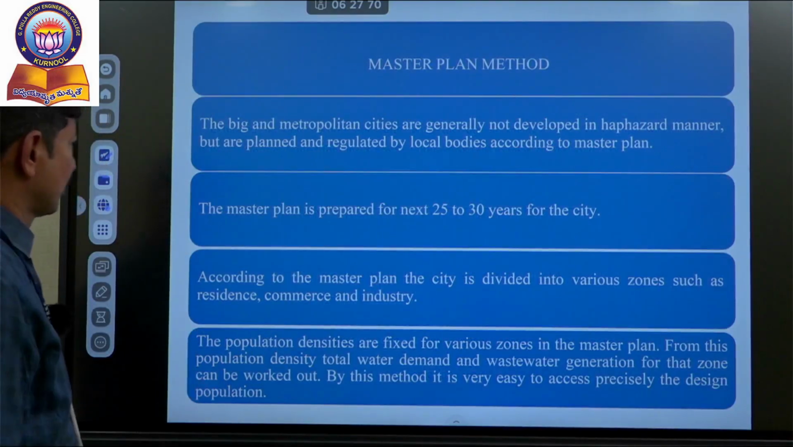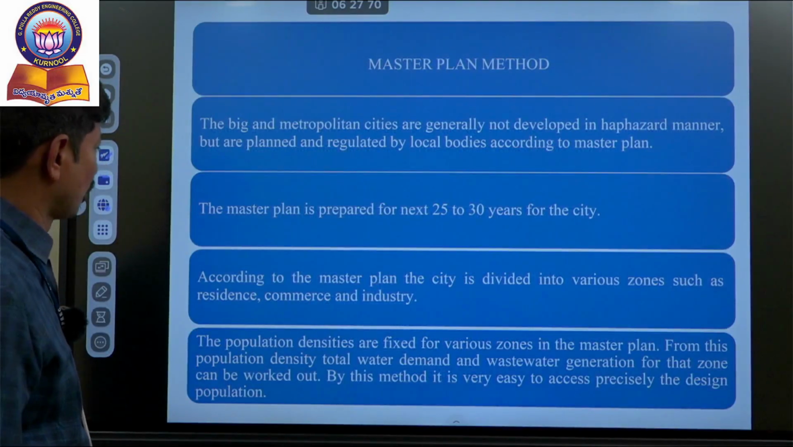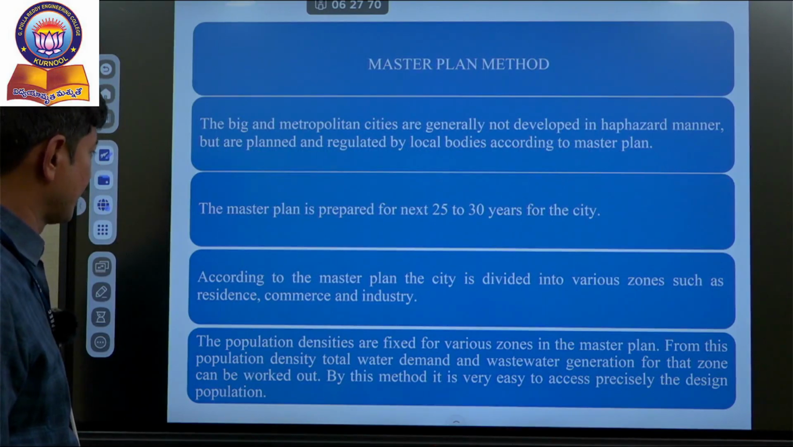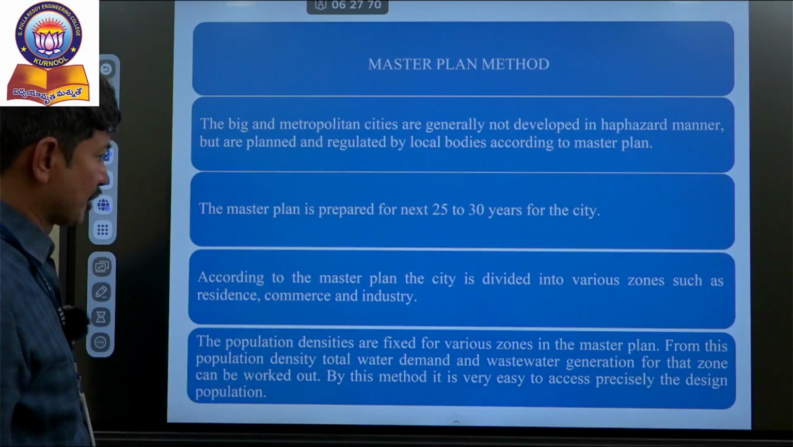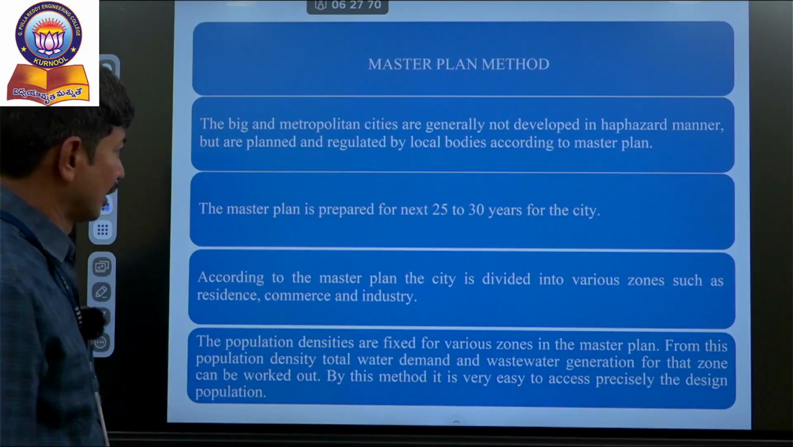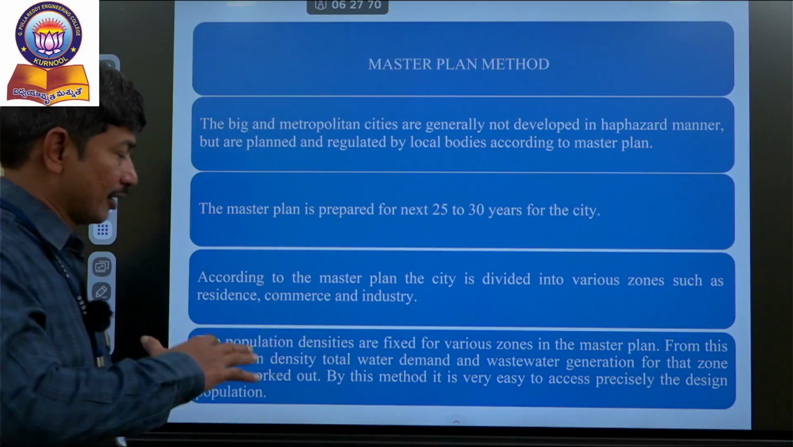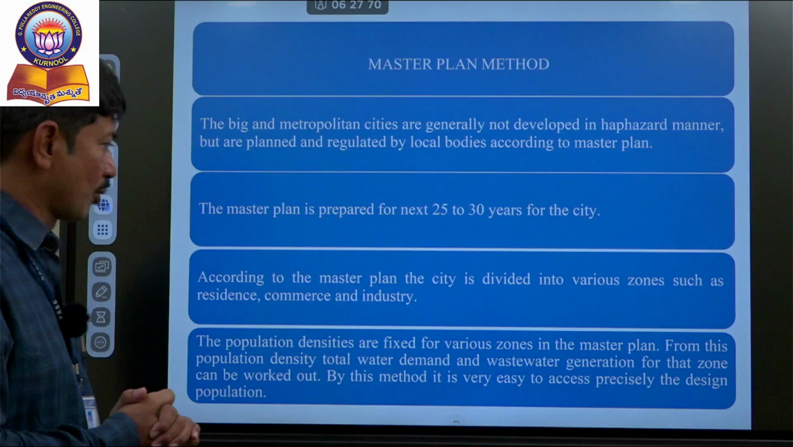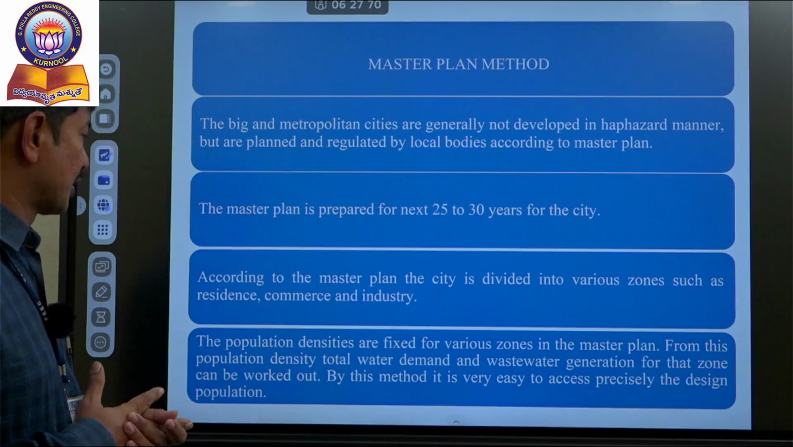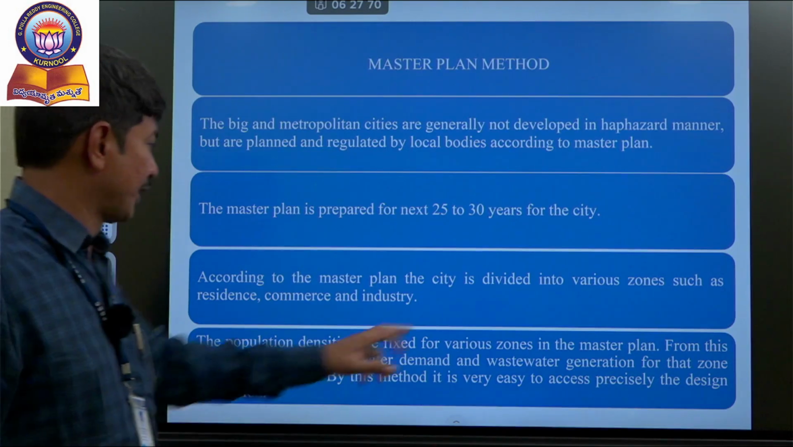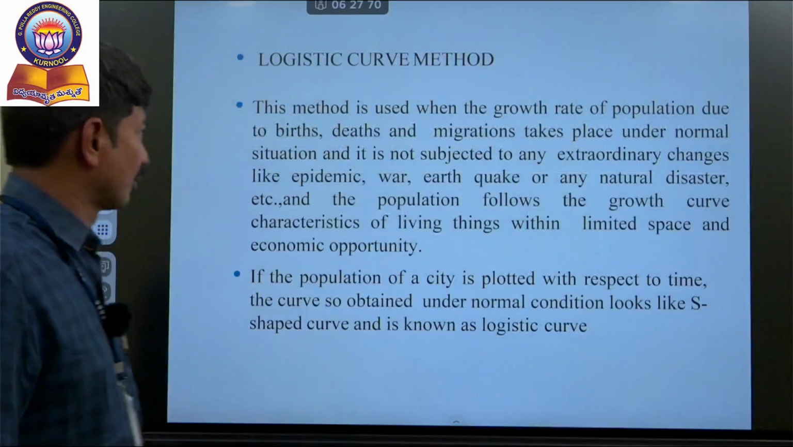Next is the master plan method, for a city over 25 to 30 years. Based on past population data, we can predict for the next 20 to 30 years how much area is developed and how much the population can increase, easily based on area. This is the master plan method.